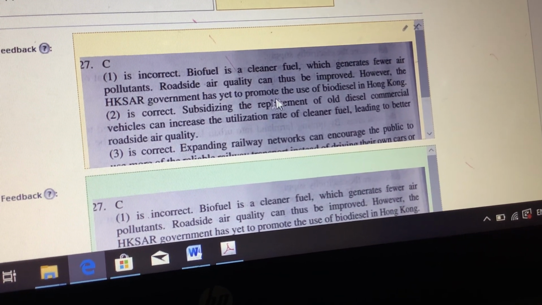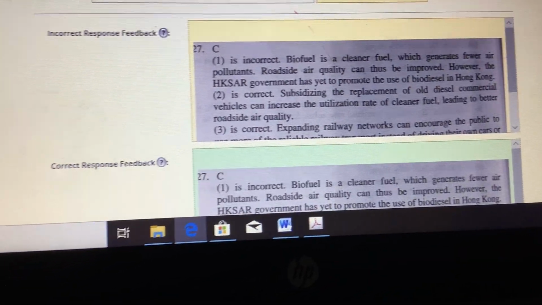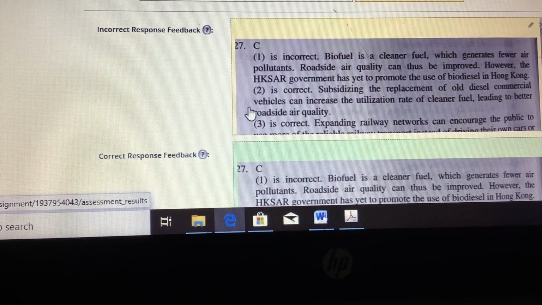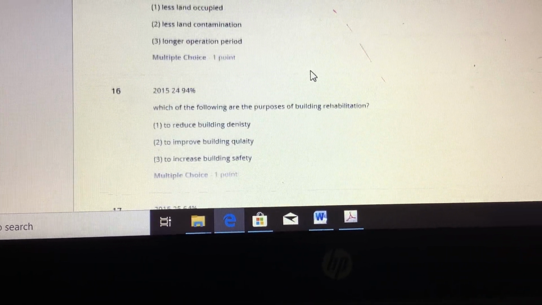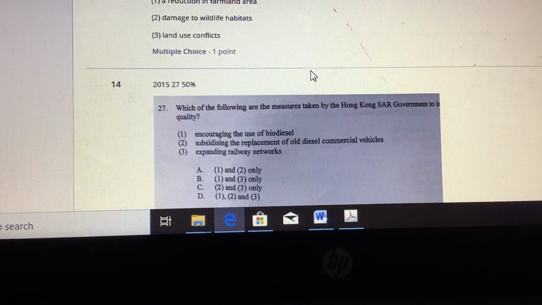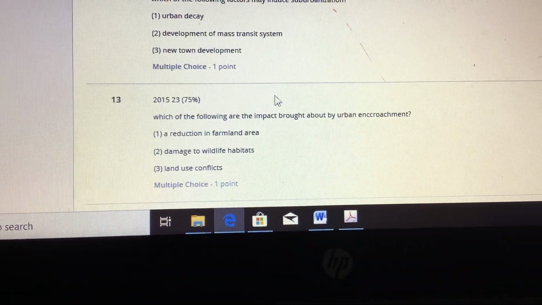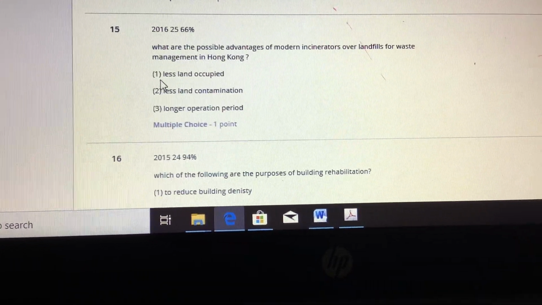Okay, why? Hong Kong hasn't promoted a lot of use of biodiesel. Mainly, when you hear in the news, you can find out they are asking those old road engine models to phase out. Okay, so how about the next question, question 15?